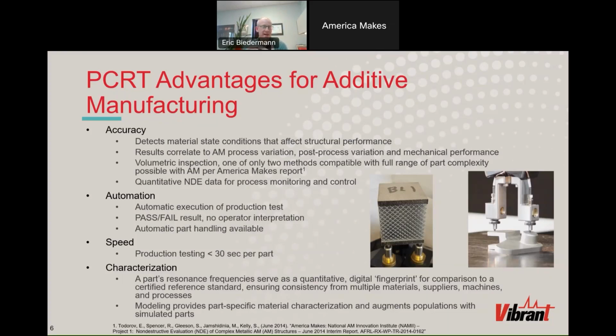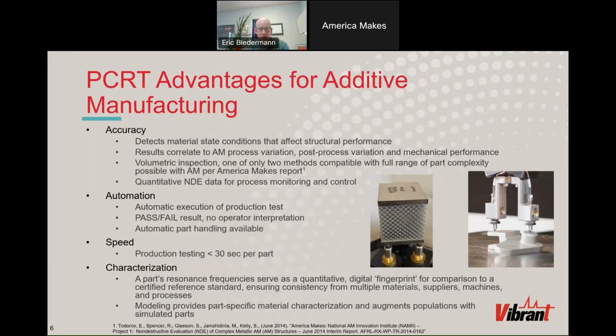The method is also highly automated. The entire scan is performed automatically, and the machine learning statistical analysis tools that are applied to that resonance spectrum work automatically and return an automated red light, green light, pass-fail result that doesn't require any operator interpretation. The systems are also highly automatable. We can introduce fully automated part handling to reduce operator touch time and reduce cycle time or increase throughput.